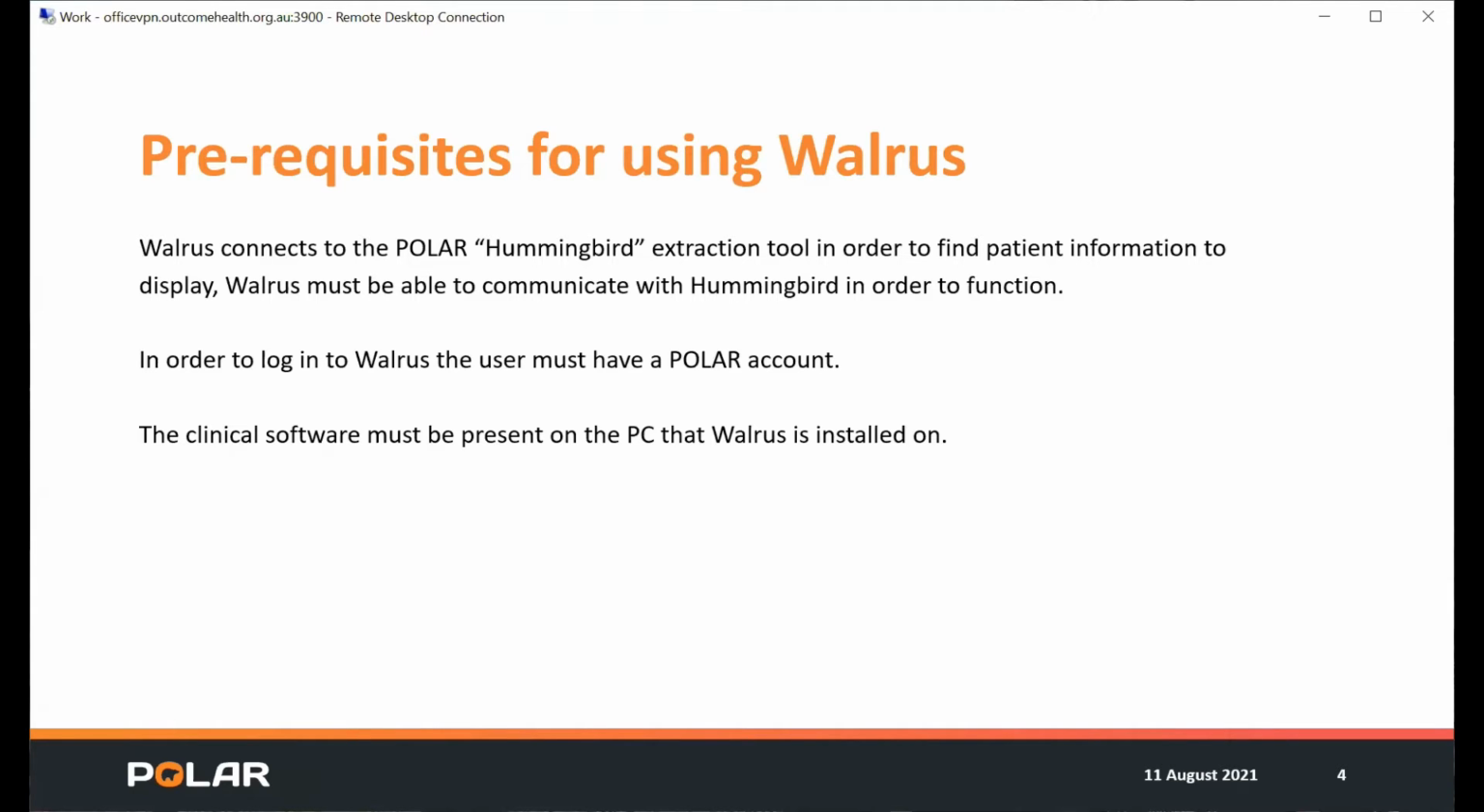So you need to have two things: the clinical information system, being Best Practice or Medical Director, on the computer, and you also need to have that Hummingbird installation at your practice. But that is true for all Polar processes. In order to use Walrus, the user must have a Polar account, so you can create a Polar account for them. There is probably one little nuance that I'll show in a moment as well, but that'll give them access to using the Walrus tool. The clinical system must be present on the PC that Walrus is installed on. I was looking for the acronym CIS, which I'm used to using, but obviously I wrote in clinical software.